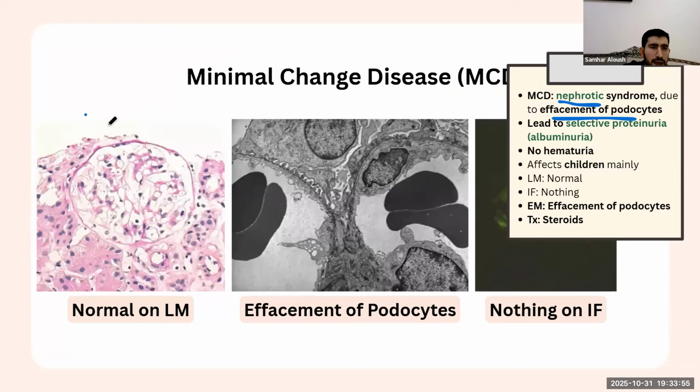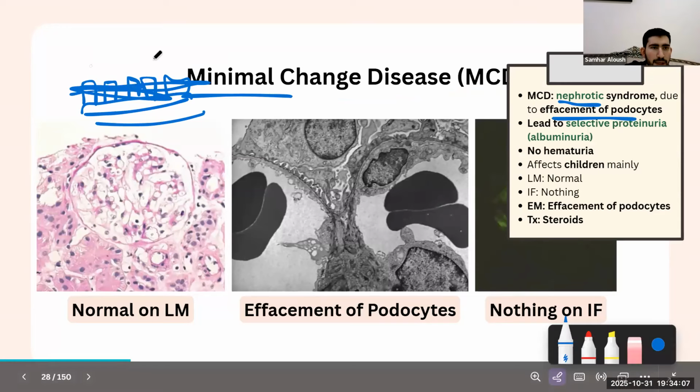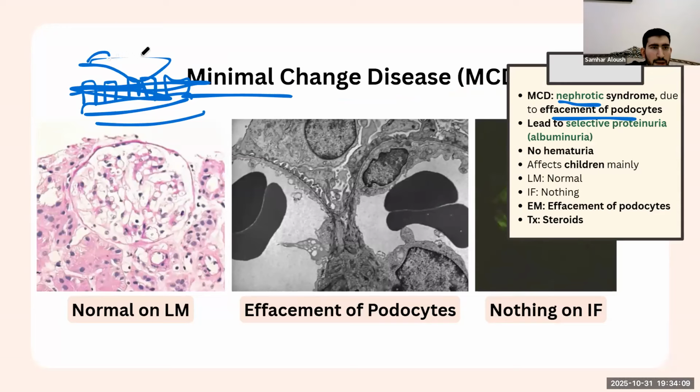You saw earlier, this was the endothelium, then the basement membrane on it, and then the podocytes on it, projecting out like this. They are projecting in a very long way. In minimal change disease, there is effacement, meaning they are not projecting very well. It's like this, and then they are like that. So they are effaced. Okay? So minimal change disease is a nephrotic syndrome that causes proteinuria and stuff due to effacement of podocytes.